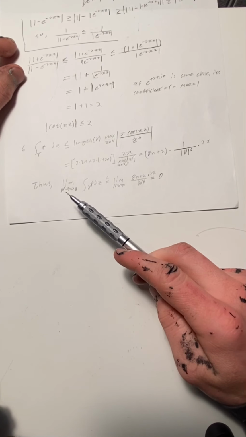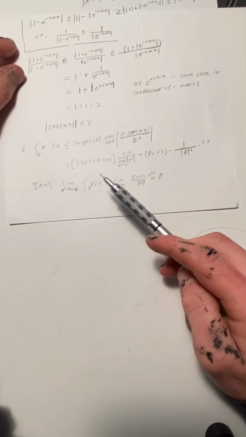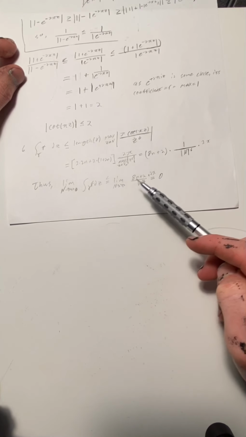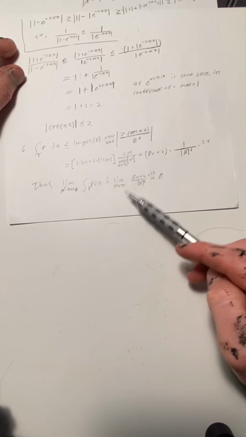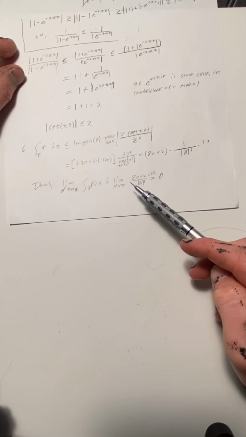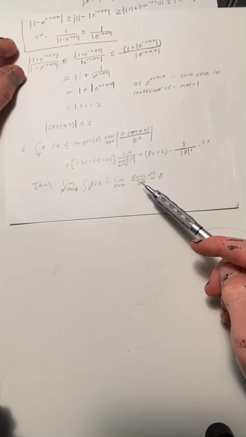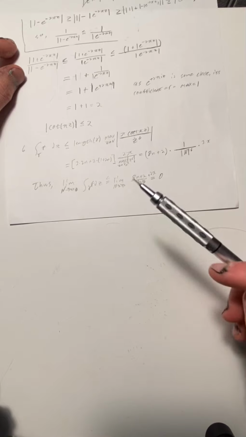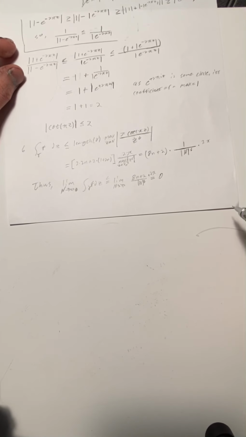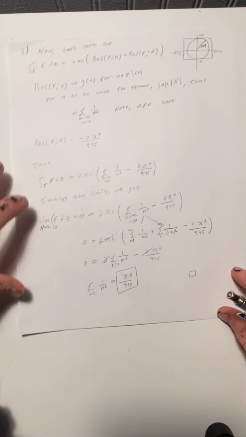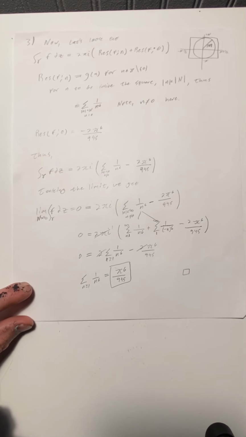So the limit as capital N approaches infinity of this integral will be bounded by the ML theorem right here. So thus we take the limit of the ML theorem as n approaches infinity, and we would get 0 due to our capital N in the denominator. All right, this is where it really gets interesting. So now we're going to bring together all these concepts.